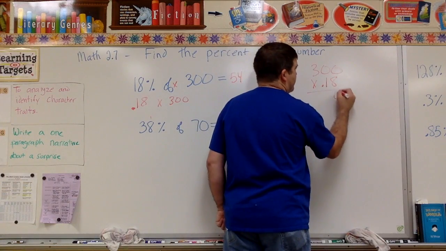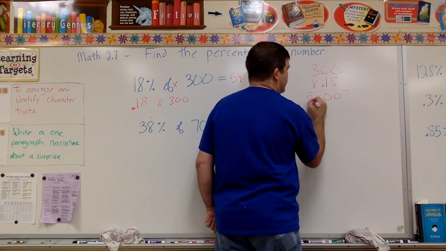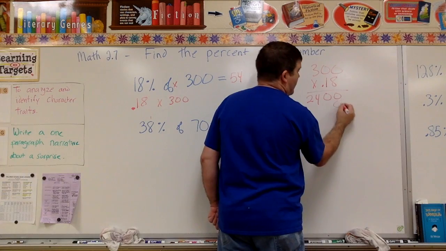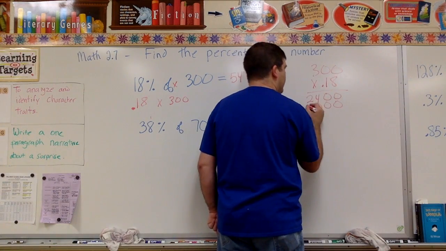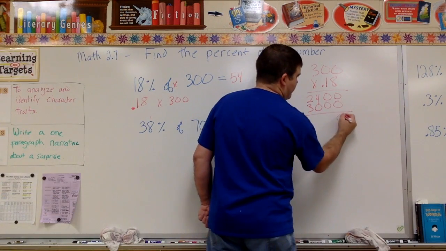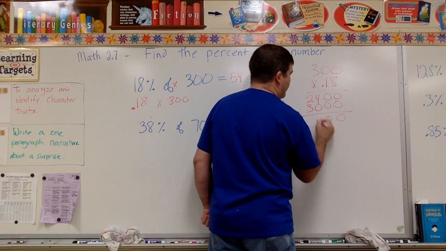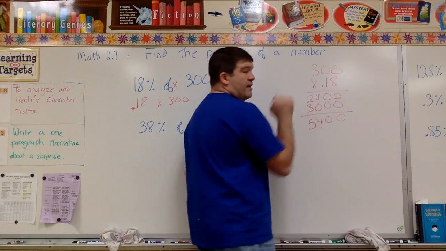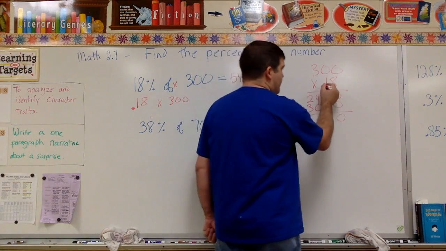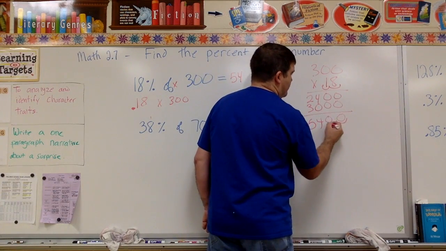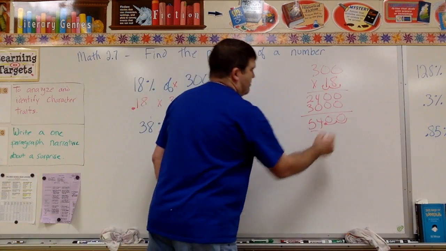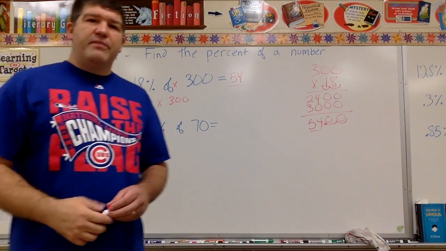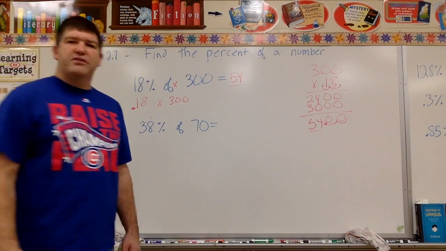8 times 0 is 0. 8 times 0 is 0. 8 times 3 is 24. Add my 0. 1 times 0 is 0. 1 times 0 is 0. 1 times 3 is 3. Add this up. 0, 0, 4, 5. Then I have to worry about my decimal at the very end. 1, 2, 1, 2. So it is 54, which is the same. Either timesing it by the decimal or timesing it by a fraction.